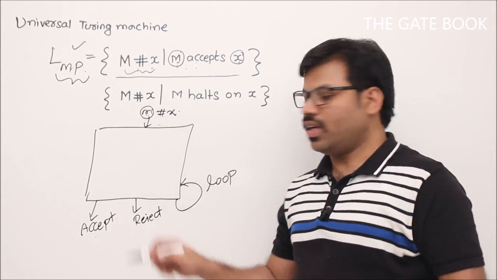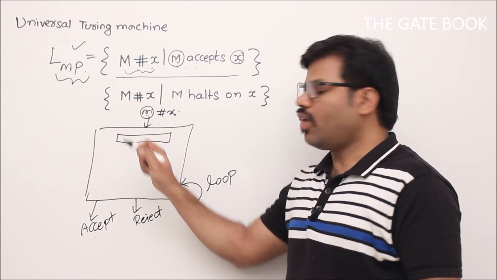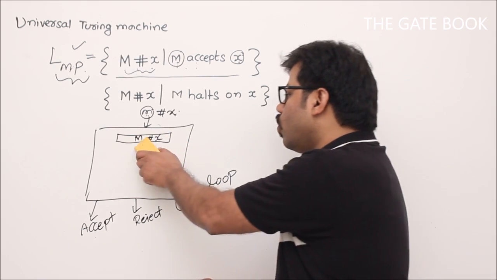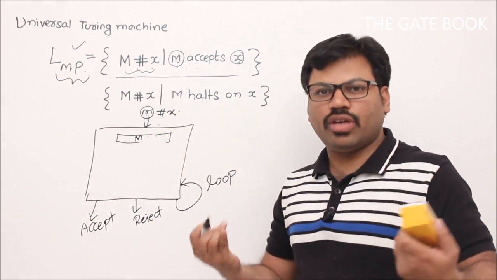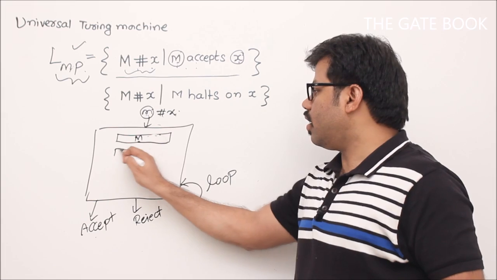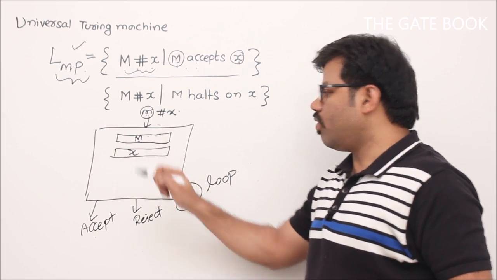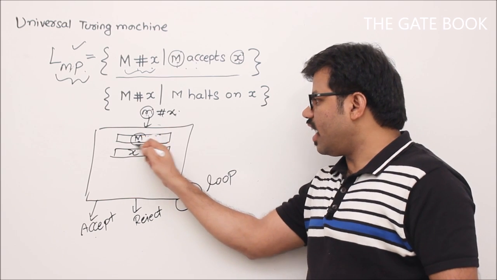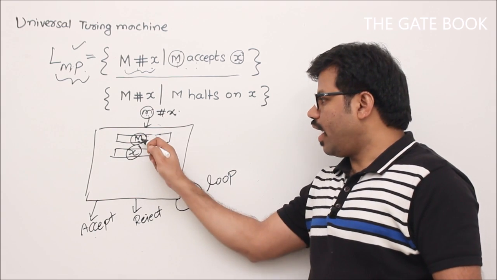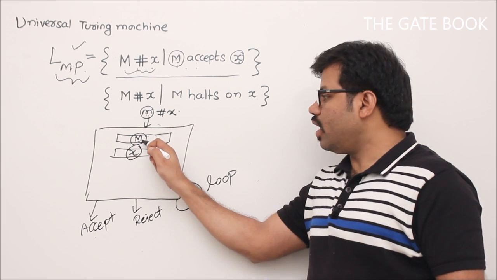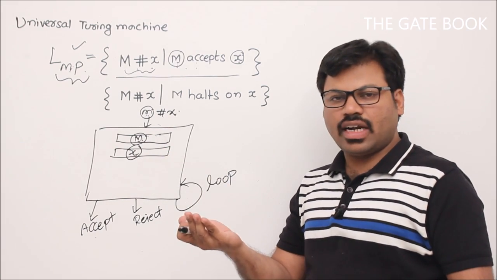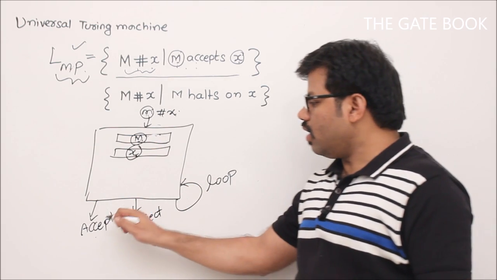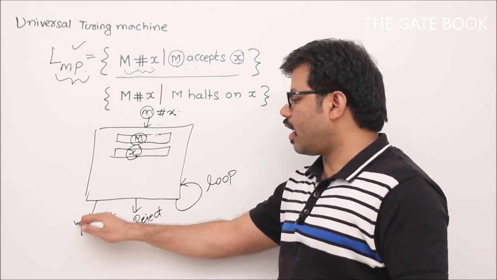Whatever the input is, I take it into one of the tracks, M hash X. Then after that, slowly, I am explaining my Turing machine code, I take M here, X here. Now from now onwards, I don't go into details. I say simply, I simulate M on X. If M accepts X, by understanding the code I can tell, if M goes to final state on X, then I go to final state and I accept the string.